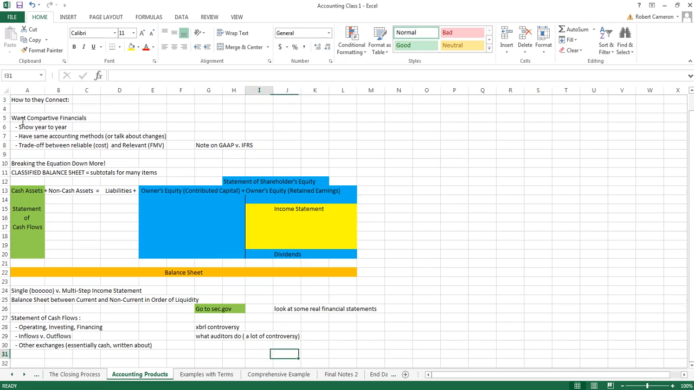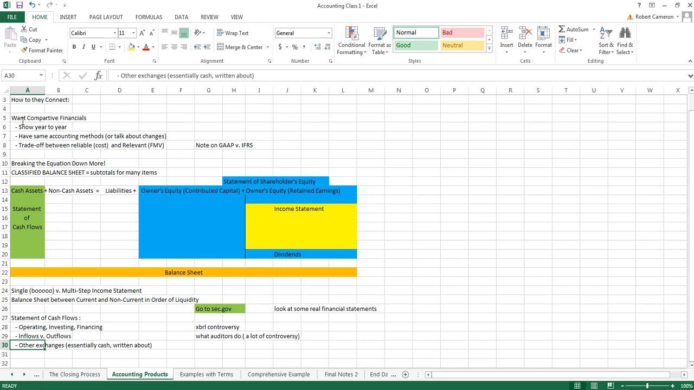And again, I have right here, go to sec.gov and look at some real financial statements. And again, the huge note: cash flows are split into operating, investing, and financing, and inflows and outflows. And this little note right here, we didn't see it. Maybe I just grazed over it. Don't worry about that just yet.